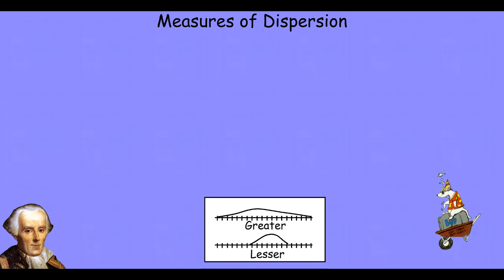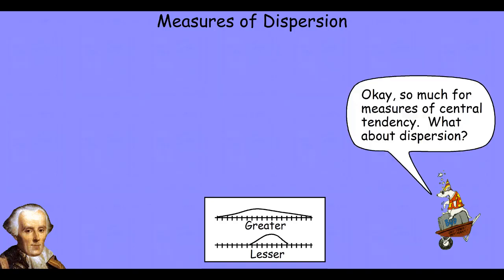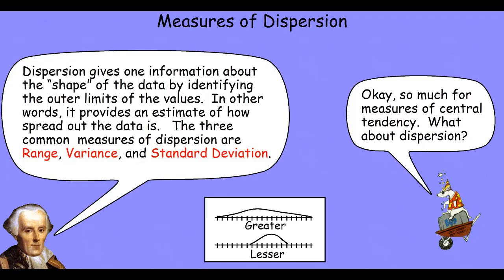Now we want to turn our attention to a different topic. We want to turn our attention to measures of dispersion. Dispersion gives us information about the shape of the data by identifying the outer limits of its values. In other words, it provides an estimate of how spread out the data is. There are three common measures of dispersion: range, variance, and standard deviation.